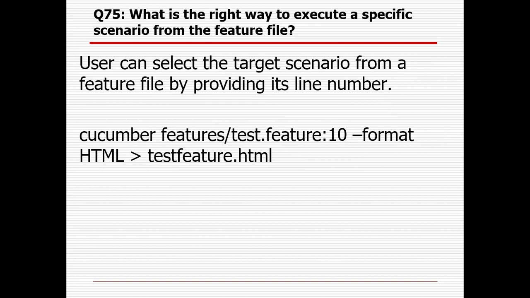What is the right way to execute a specific scenario from the features file? A user can select the target scenario from a features file by providing its line number. Suppose you have a scenario at line number 500, or maybe 100, but you don't want to execute everything. You want to start your execution from a particular line. So how can you do it? You need to use cucumber features/test.feature, wherever it is kept, then colon and the line number, then --format html test-features.html. So that's the way you can execute a specific scenario from the features file.